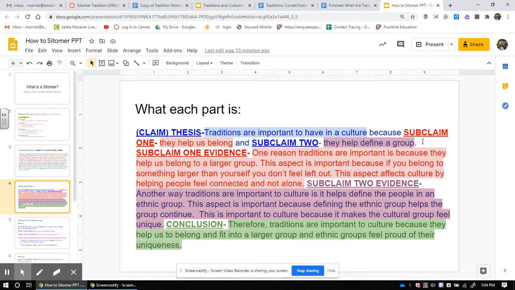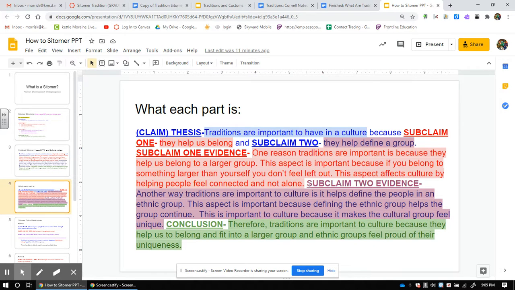I'm not done yet. Now I need to give evidence to help support this subclaim, this reason. Subclaim 1 evidence. This is why it's red, because it connects to this reason right here. They help us belong is what I set up above in this sentence. Now I need to show you with evidence from, of course, the slide 4 from my PowerPoint. When I summarized my notes, it said this. One reason traditions are important. I don't have to read the whole thing. You've heard me read it before. You know what this is.